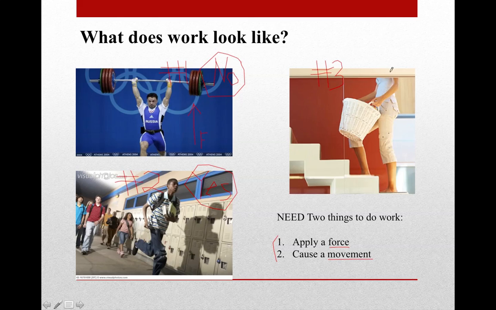And the third example. This is a great example of work as well. As you can tell, this lady is applying a force to the laundry basket. She's carrying the basket, and she's also moving it up a flight of stairs, so she's causing movement or going a certain distance. So this third example, there is work going on here. So those are some examples. You can maybe relate work to your real life as well, but make sure we have both of these 2 things going on. Applying a force and causing a movement.